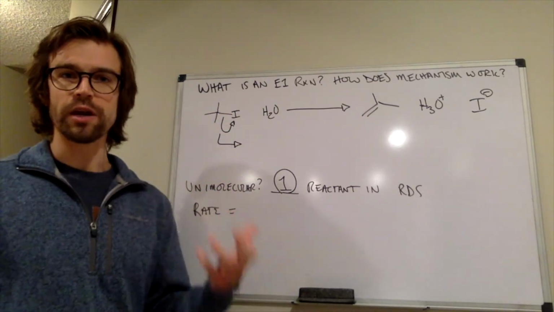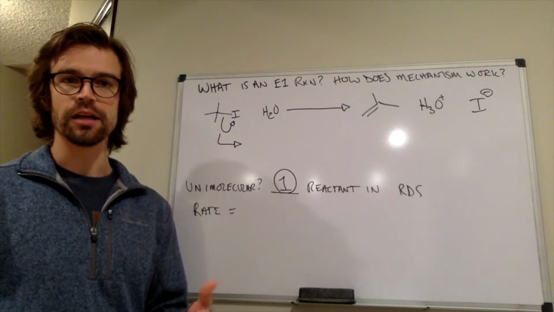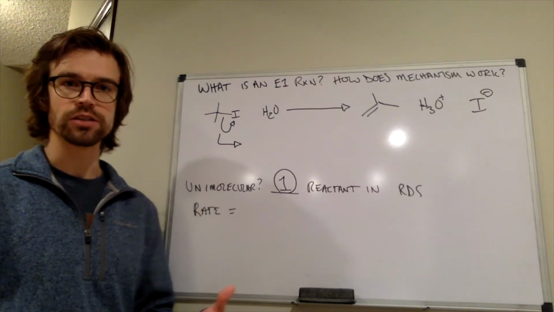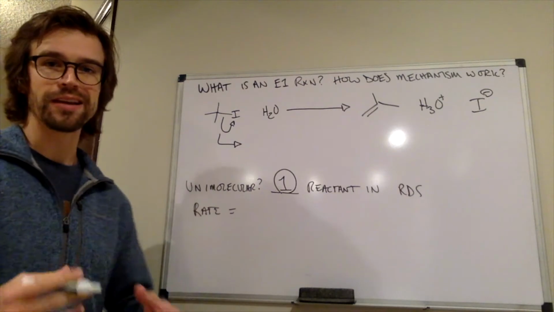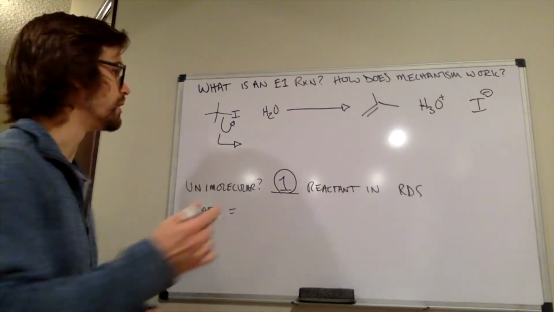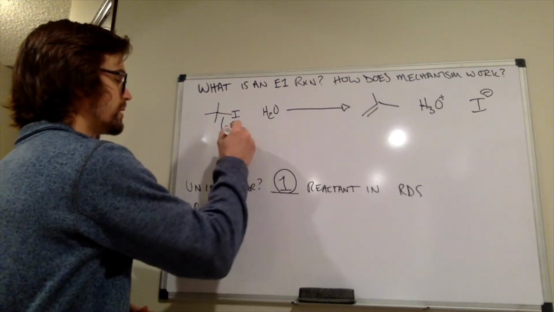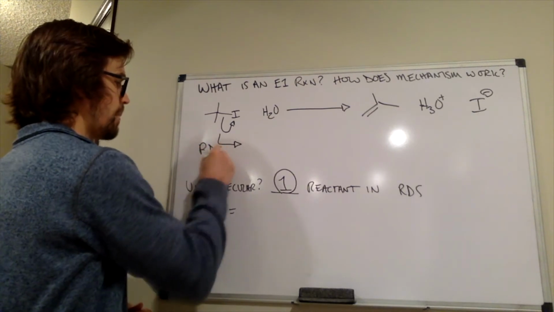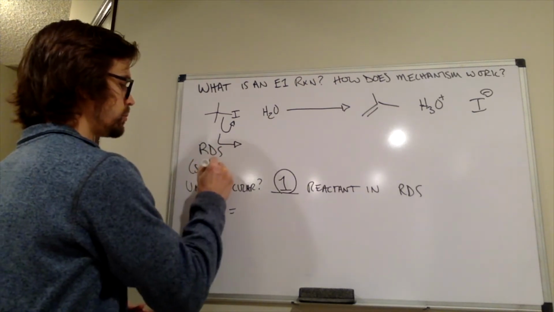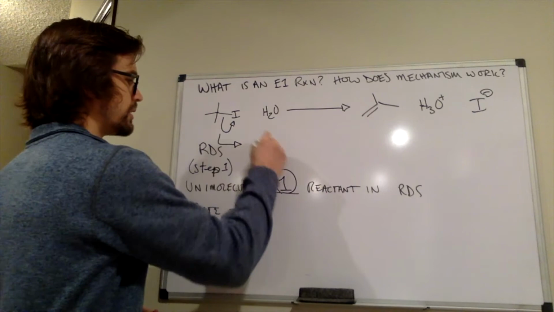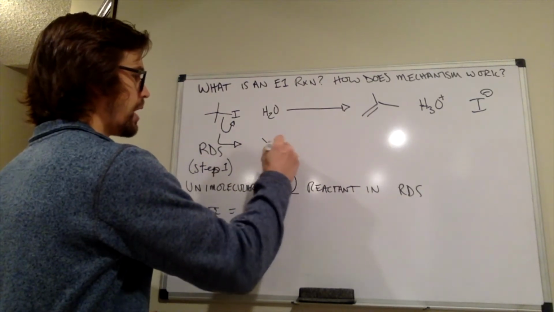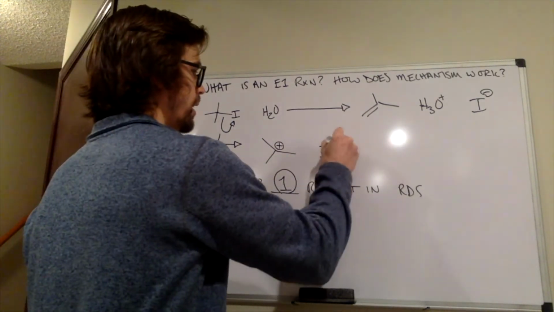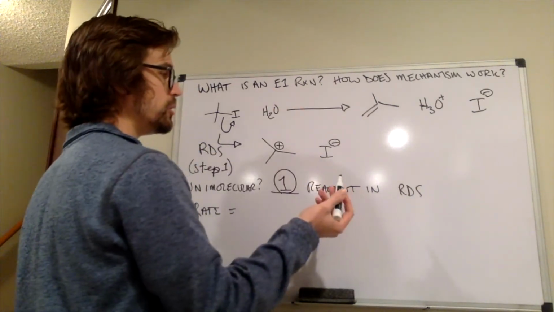And what is the rate determining step in an SN1 reaction? It's this first step because breaking bonds takes energy. So once that leaves, this is the rate determining step. We can call it step one. That's going to produce this carbocation, I minus, and there's also some H2O around.